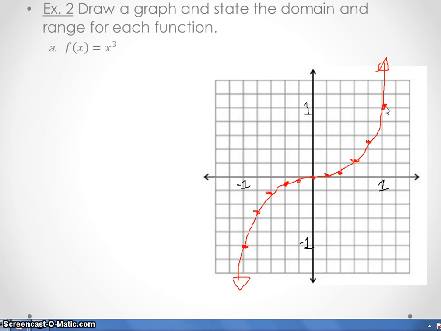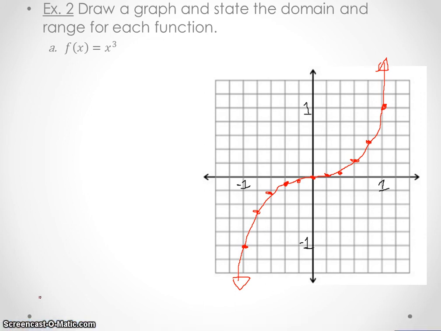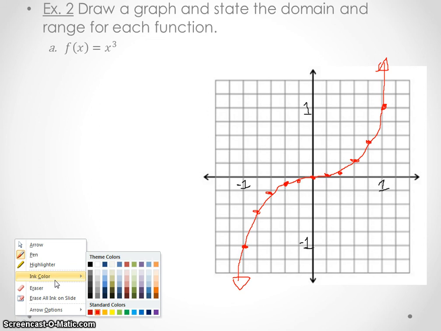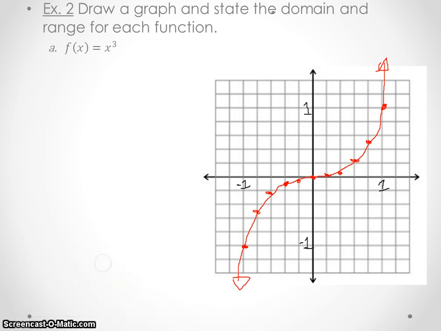But key elements, I have 1, 2, 3, 4, 5, 6, 7, 8, 9, 10, 11 points. You should have anywhere between 10 to 15 points on these graphs. So don't be shy. I need to see those. Also, I should see arrows on both ends because we know that this is going to keep going forever and ever and ever. So the next thing they would like us to do is find our domain and our range for this function.